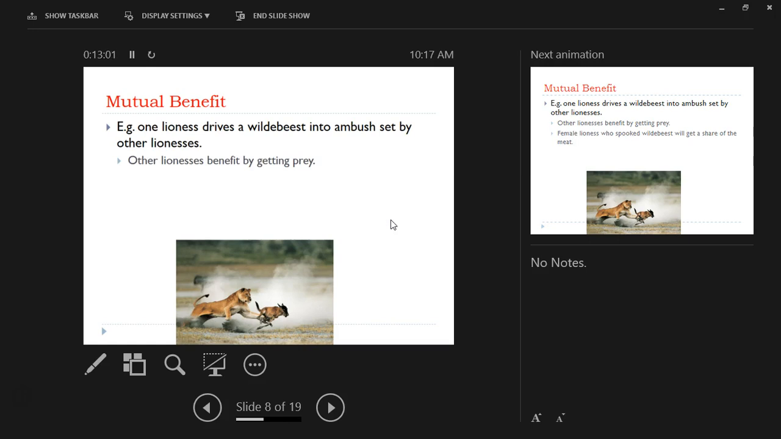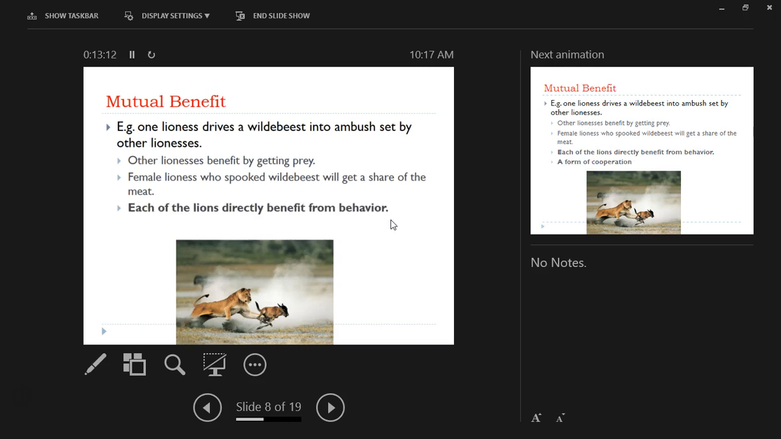So all of them benefit by getting the prey. The other lionesses benefit from this one lioness's action because they get to eat, but then the lioness who spooked the wildebeest to begin with also benefits. So this is a cooperative mutual benefit type of action. Nice and straightforward, right? And we do see these kinds of actions often when you're looking at social groups. You see this kind of cooperation.